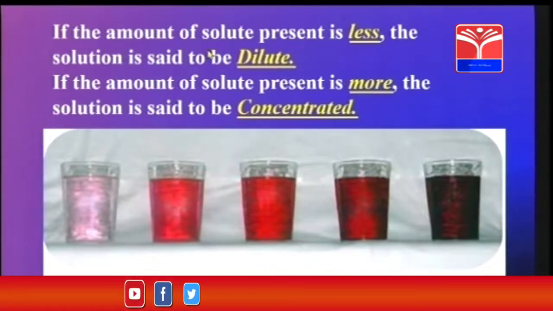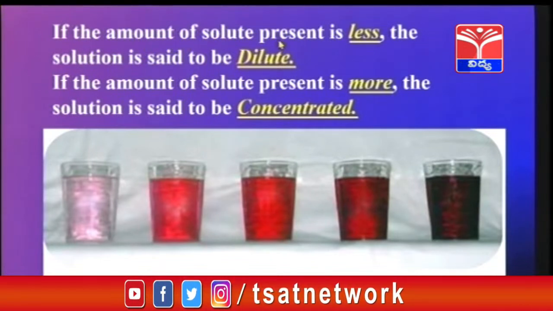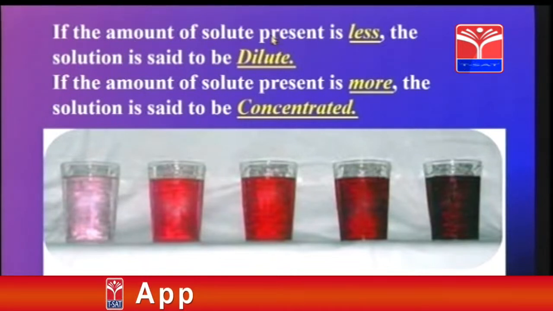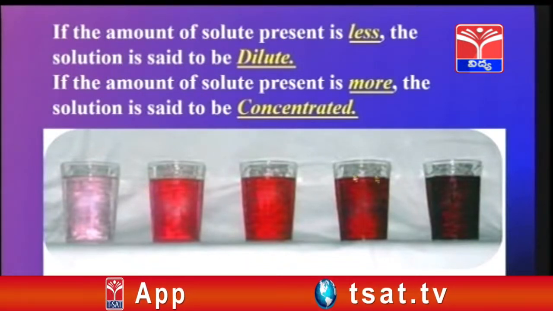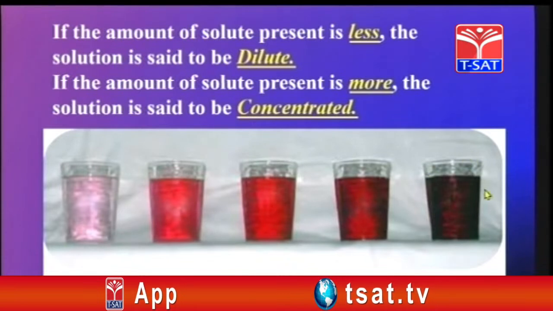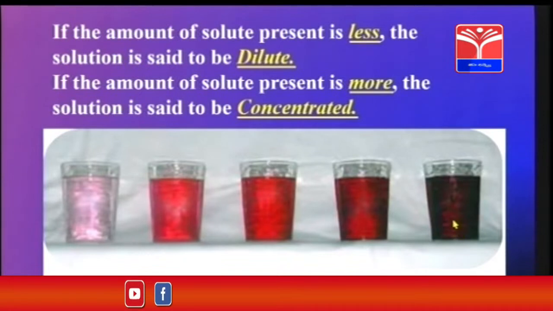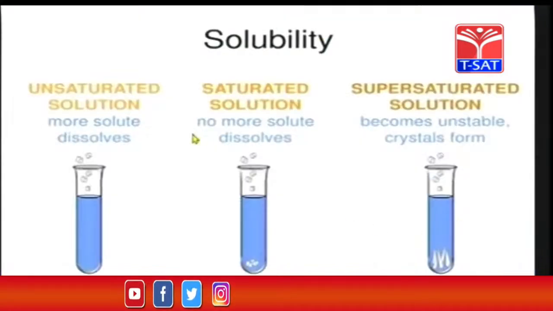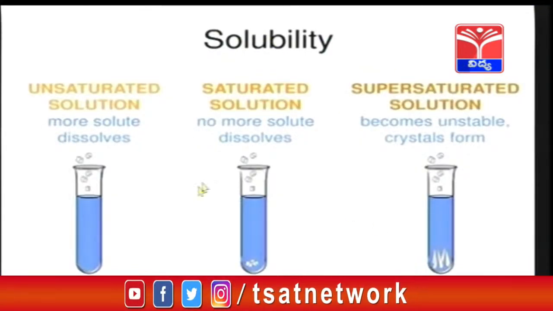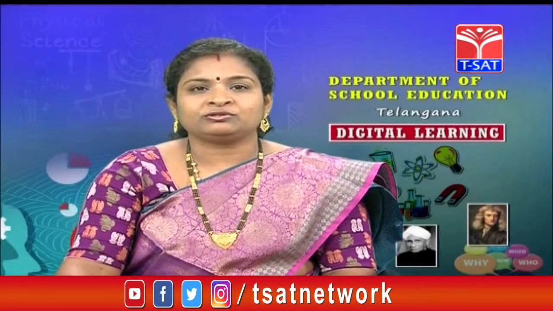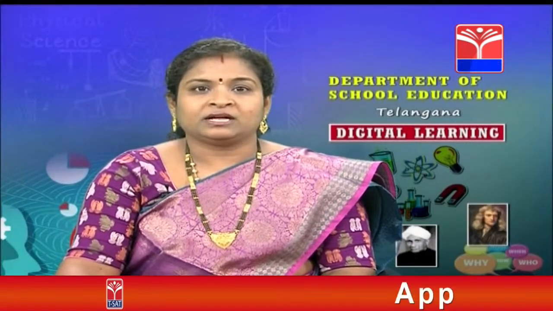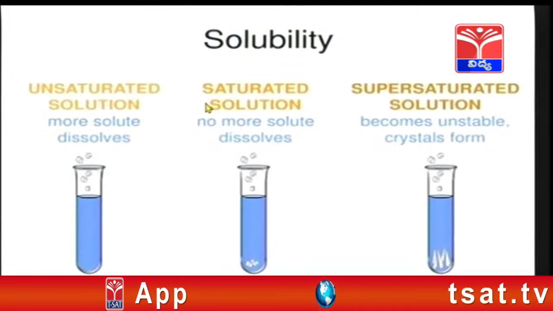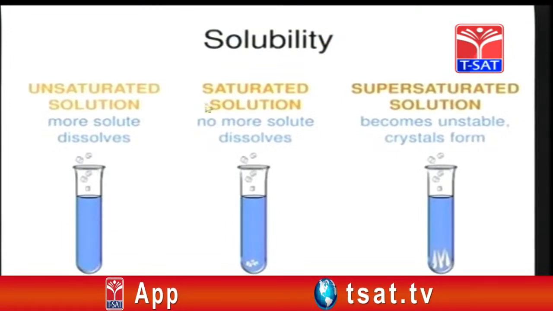Let us define what a dilute solution and a concentrated solution are. If the amount of solute present in the solution is less, then we call the solution a dilute solution, and if the amount of solute present in the solution is more, then we call it a concentrated solution. Children, based upon solubility, we can differentiate solutions into 3 types: unsaturated, saturated and supersaturated.